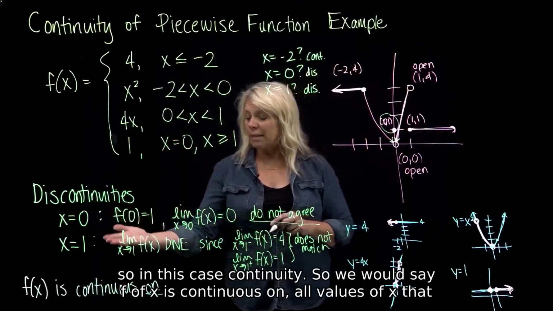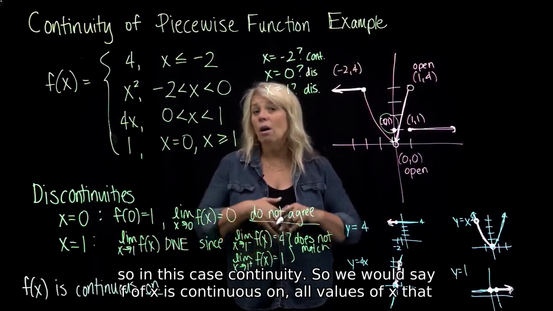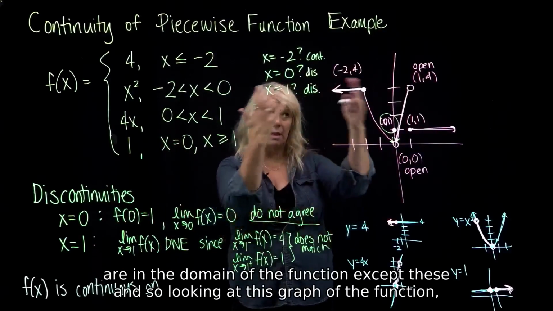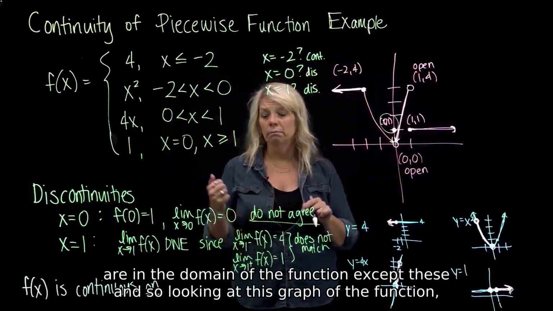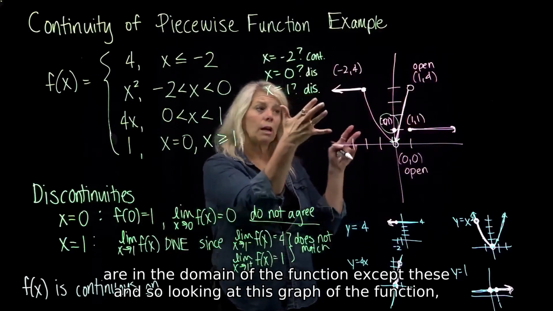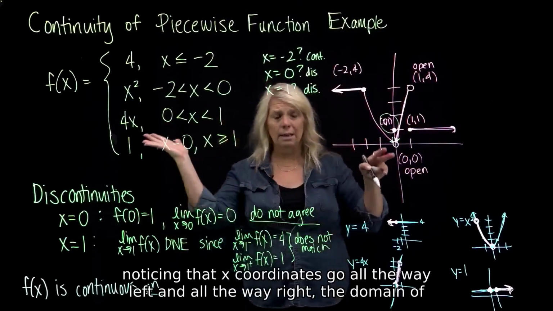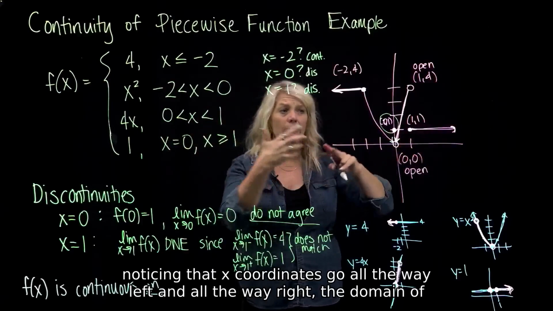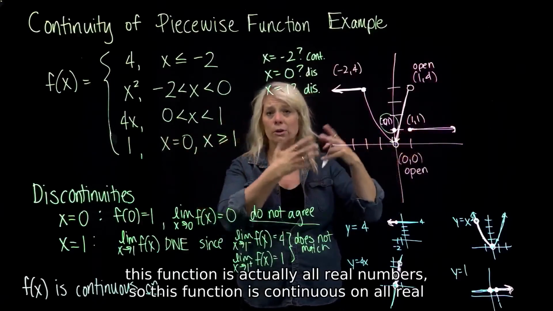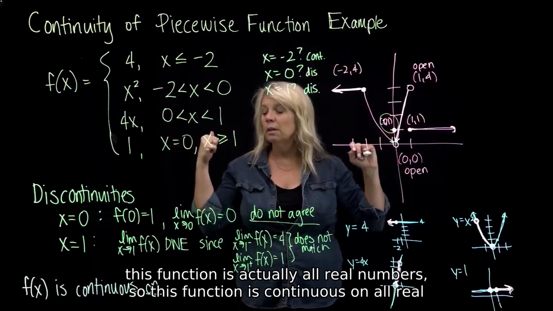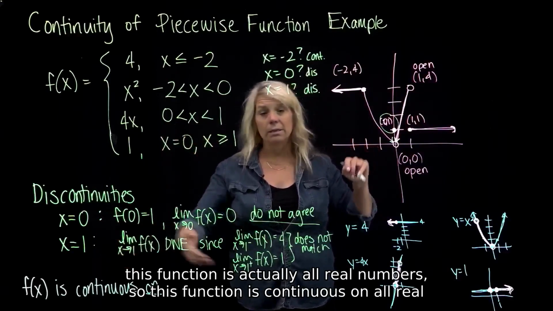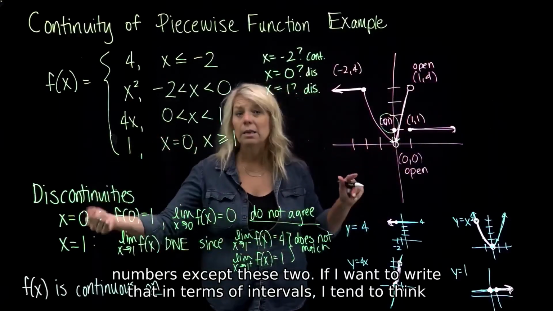So we would say f of x is continuous on all values of x that are in the domain of the function except these. And so looking at this graph of the function, noticing that x coordinates go all the way left and all the way right, the domain of this function is actually all real numbers. So this function is continuous on all real numbers except these two.